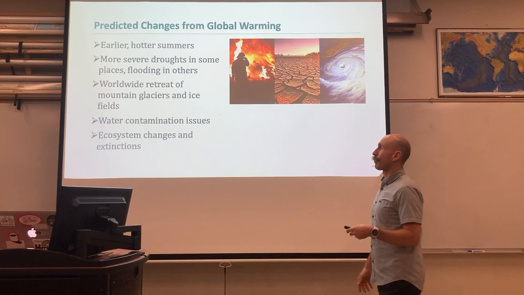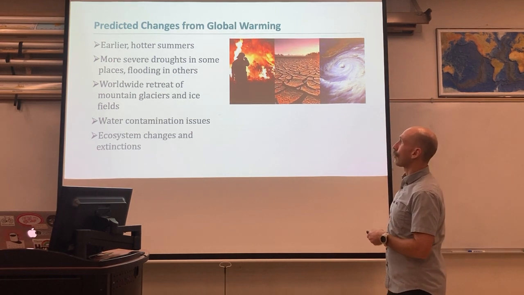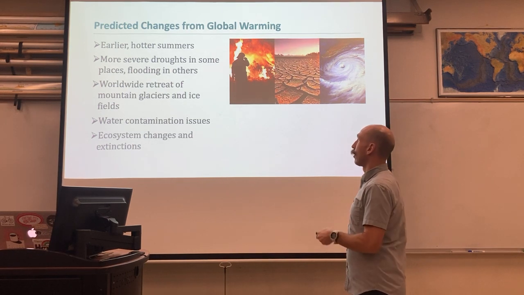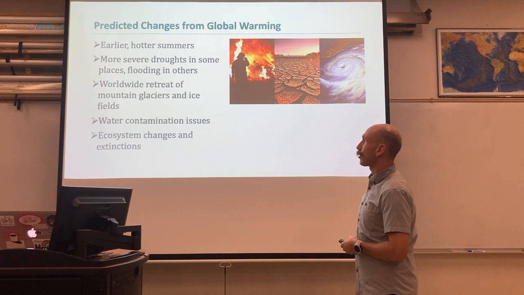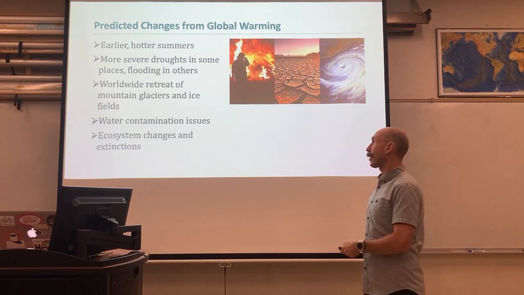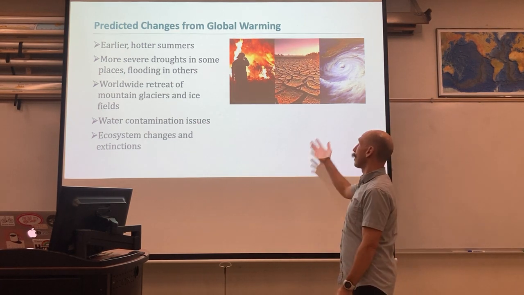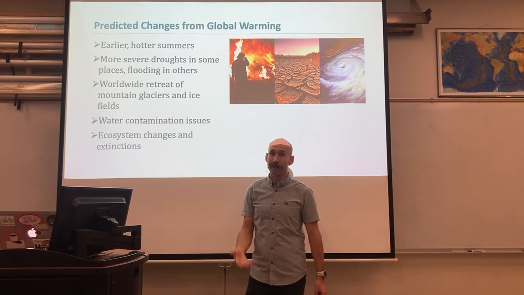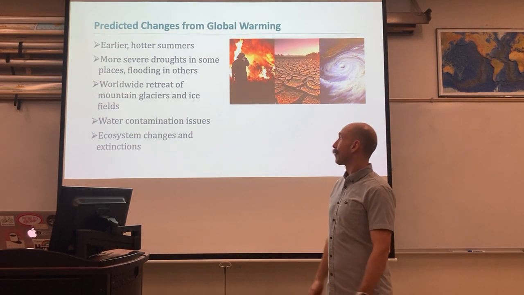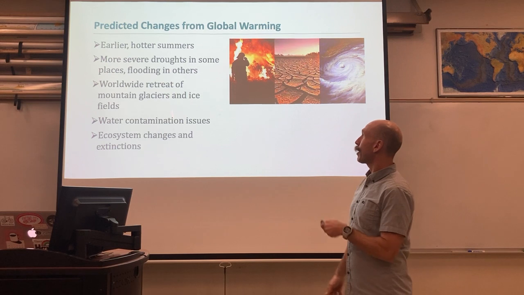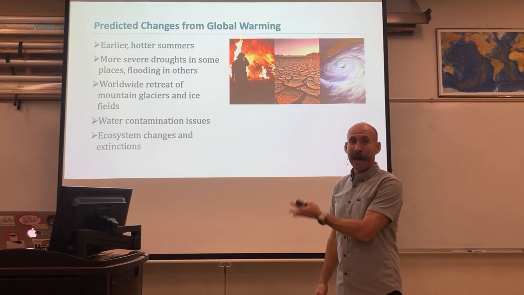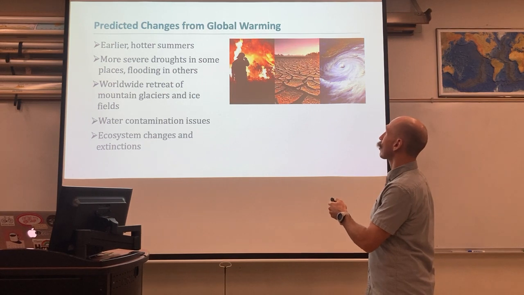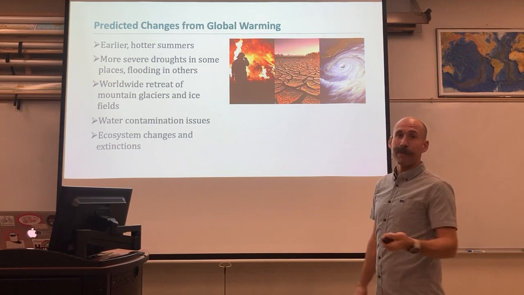Well, earlier hotter summers, seen it. More severe droughts, experiencing it. Bigger floods, reading about it. Worldwide retreat of mountain glaciers and ice fields, definitely happening. Water contamination, that's a big issue. Ecosystem changes and extinctions, happening. So predicted changes from global warming, these aren't predicted. These are happening. Should probably axe that and say changes from global warming that are happening right now.